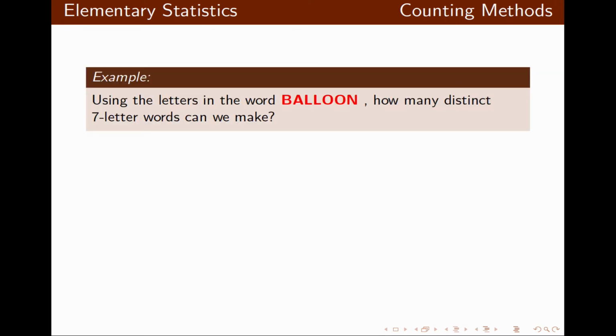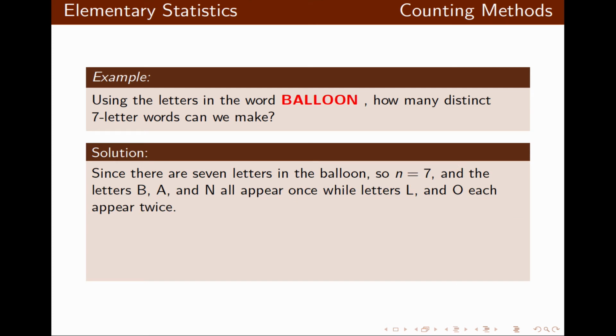So let's look at the word balloon. Using the letters in this word, how many distinct 7-letter words can we make? Well, there are 7 letters, but some of them are alike. So letters B, A, and N, they all appear once, but letters L and O, they each appear twice.